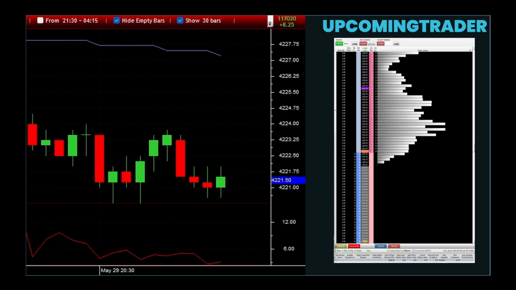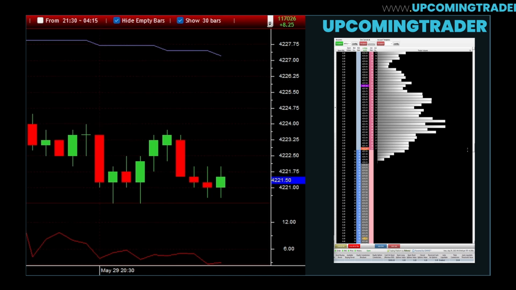A double bottom is the opposite. It looks like the letter W. The price falls to a low point, then rises, and falls back to the same low point again before moving up. This tells us that the price has found a strong floor, and it may be ready to start moving higher. These patterns can be really helpful in showing us when a trend is ending and a new one is beginning.